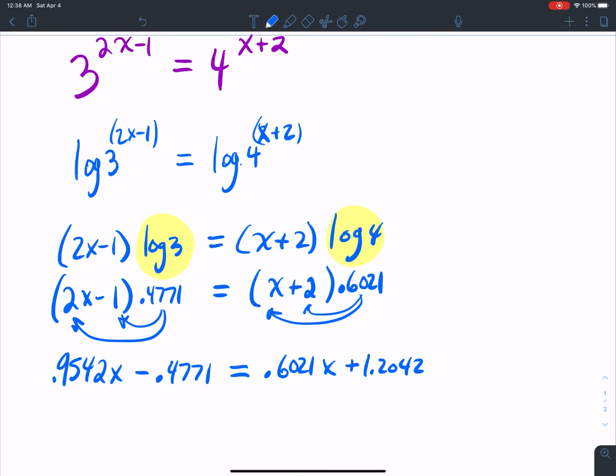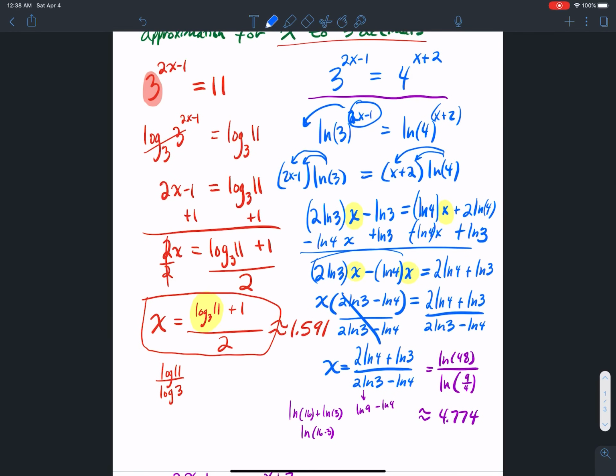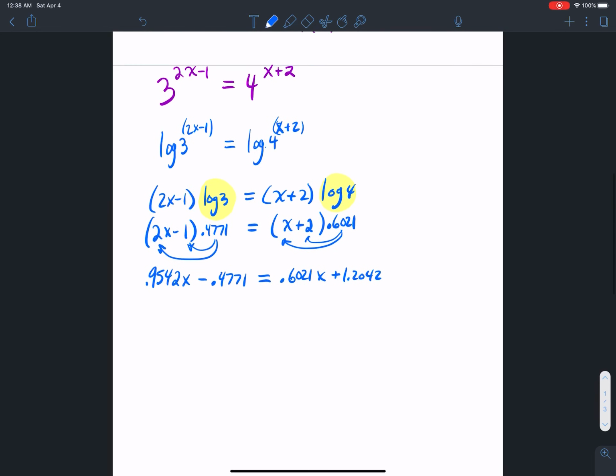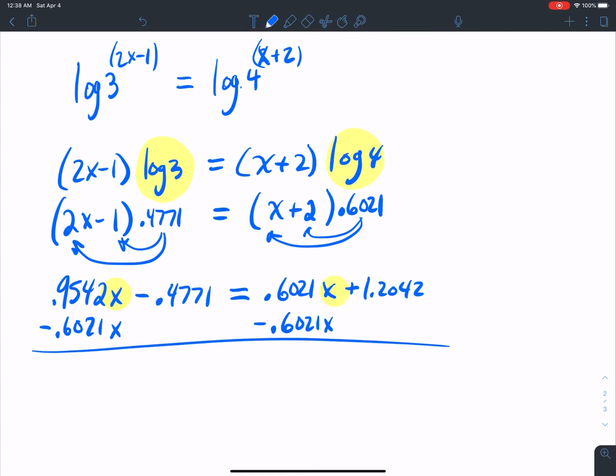Okay, so now what am I doing? I'm doing the exact same thing that I did up here. I need to get my x's to one side, right? So I'm going to do that. I've got x's on both sides. I want them on one side. So I'm going to subtract the 0.6021 from both sides. Okay, and I'm going to add just like I did up there. So hopefully this is a little more comfortable for you if the other one made you feel uneasy, right?